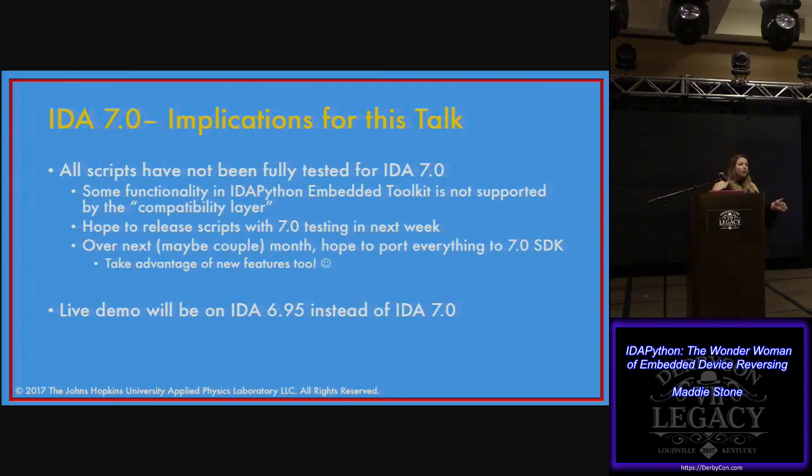But for this talk, what you should know going in is that I have not fully tested all scripts for IDA 7.0 yet. I have run them, but I'm not going to say they've been tested on all the architectures with all the processor modules yet. My goal is to get that done within the next week, to be able to say, yep, you're good to go, you can expect this behavior. Over the next couple months, if y'all want to help, it's open source, I want to port it to the 7.0 SDK, and what's exciting is there are some new features we can leverage with that. But at the end of this talk, I will be doing a live demo on a new firmware image and how to run the scripts, and I am using IDA 6.9.5 for that.